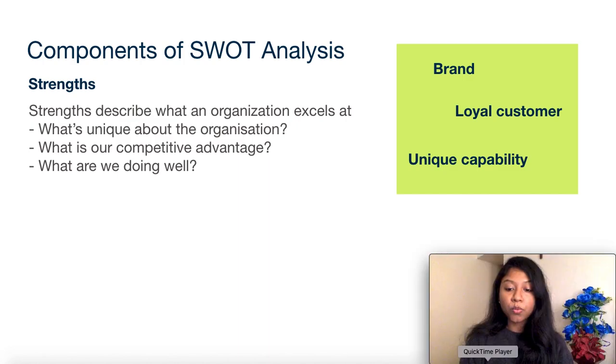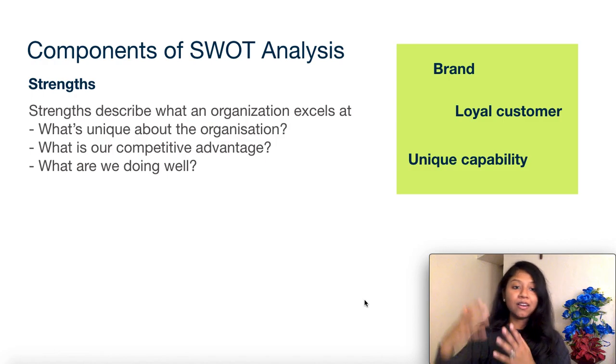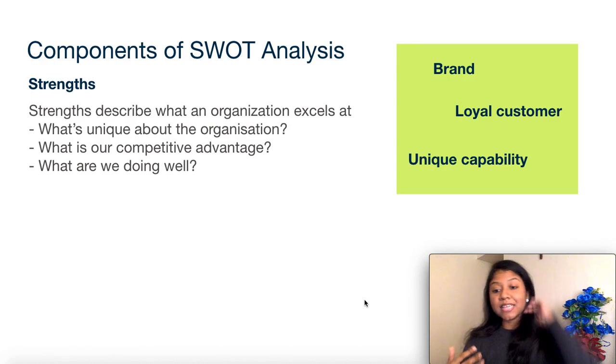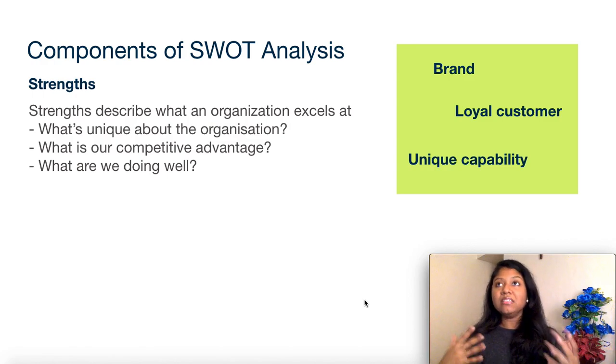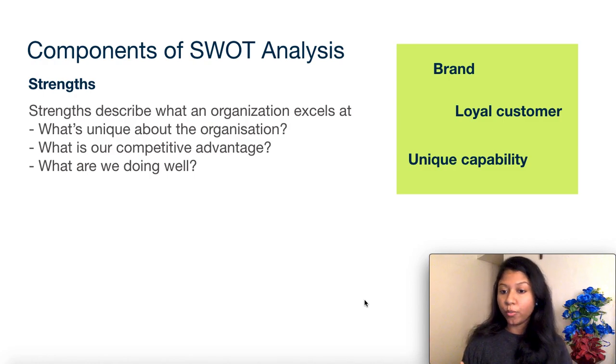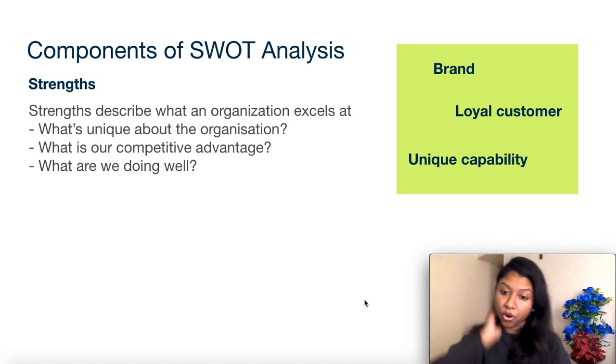The very first quadrant is strengths, as I said. Strengths generally describe what an organization excels at. What does it do well? How does it stand unique from other organizations? How does it stand out compared to other organizations? What are the competitive advantages of the organization? Things of these areas an organization needs to ponder on and check where they stand out and how unique they are.